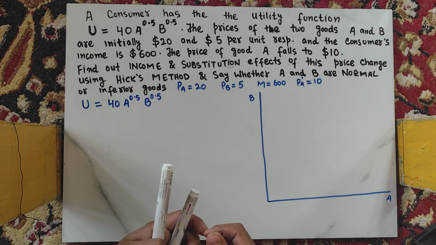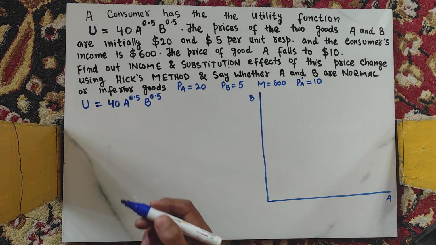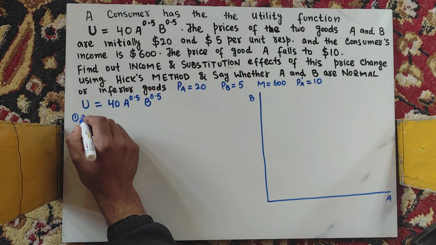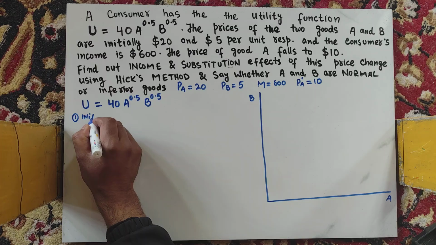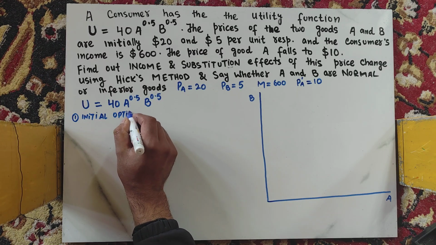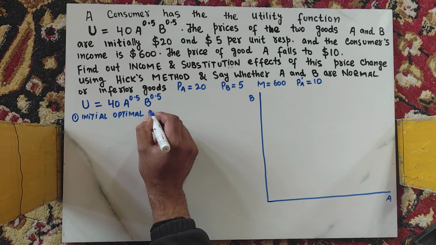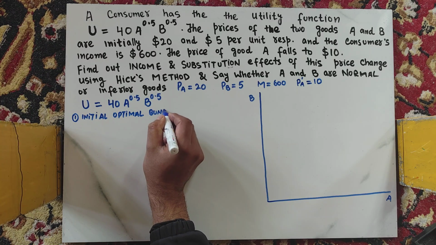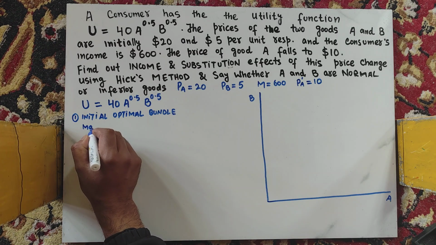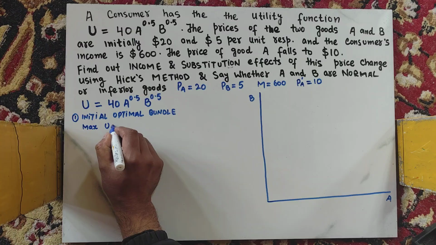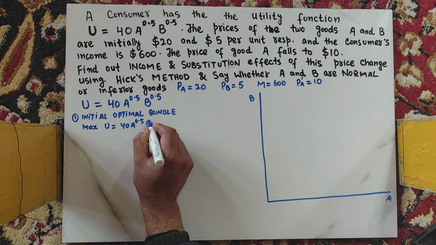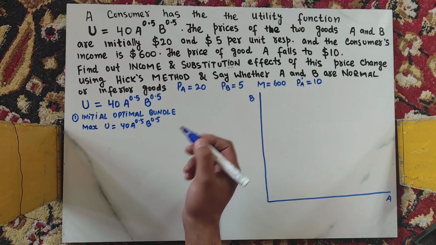So the first thing we need to do is find the initial optimal bundle. For that, we want to maximize the utility of the consumer, that is 40 A^0.5 times B^0.5, subject to the budget constraint.